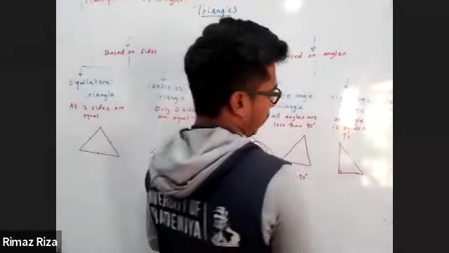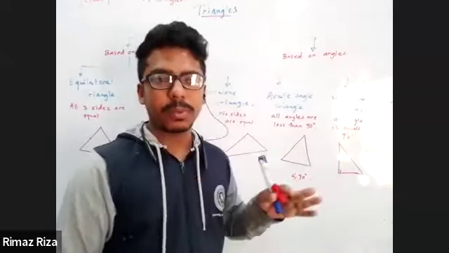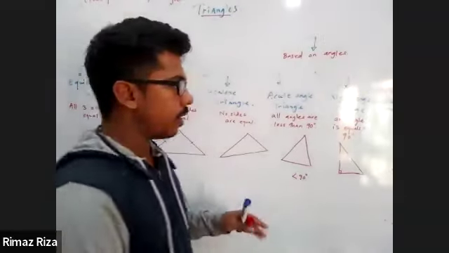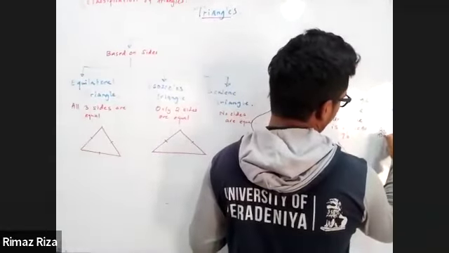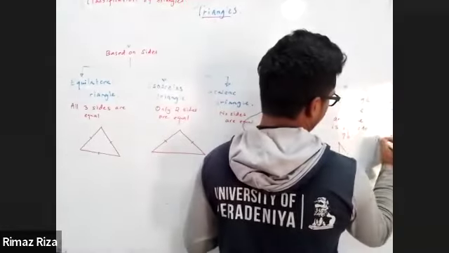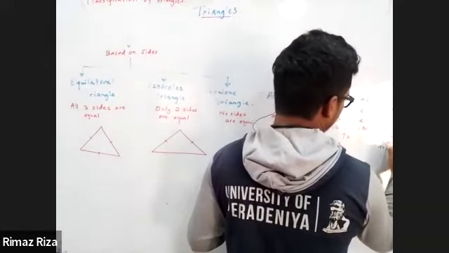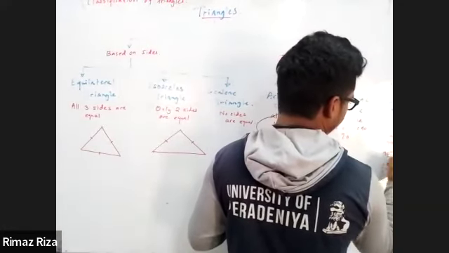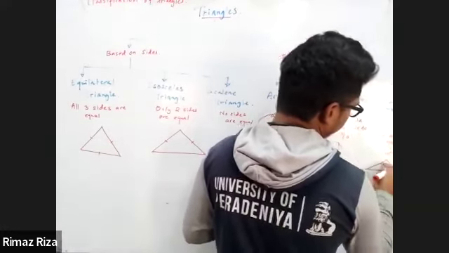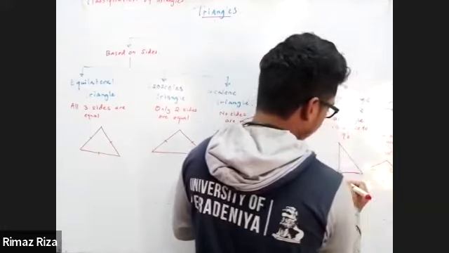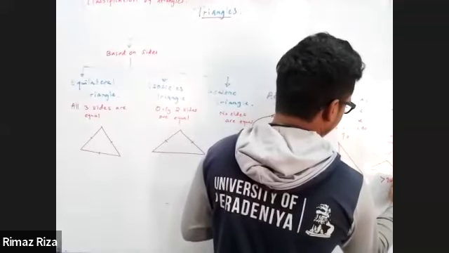And then we have obtuse angle triangle. So two angles cannot be greater than 90. So one of the angles is greater than 90 degrees. So here we can draw something like this. So this angle is greater than 90. This is equal to 90. This is greater than 90.